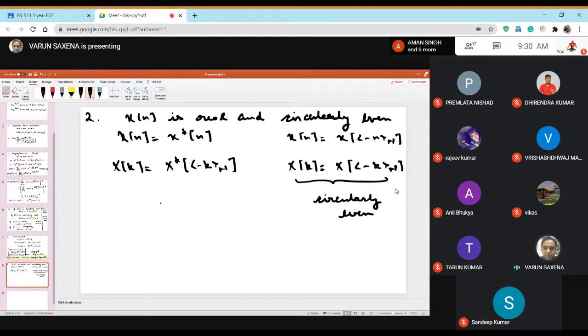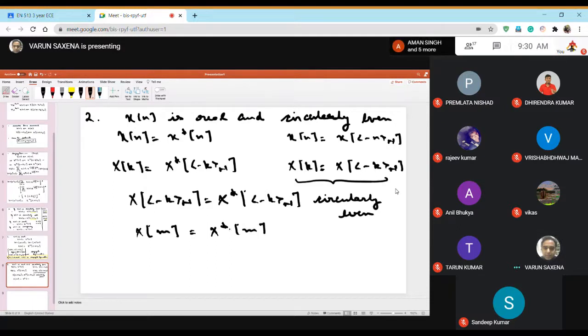And if you compare both the expressions, because on the left hand side there is XK, I can also write that X of minus K modulo N is same as X conjugation of minus K modulo N. Or you could just write X of m is same as X conjugation m. Just replace minus K modulo capital N by m.